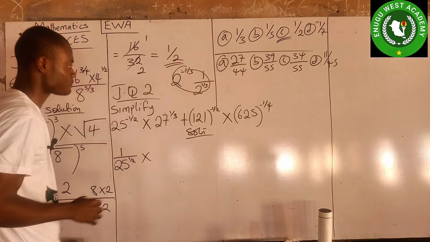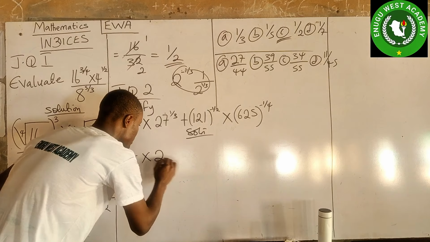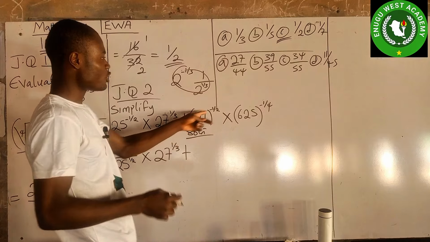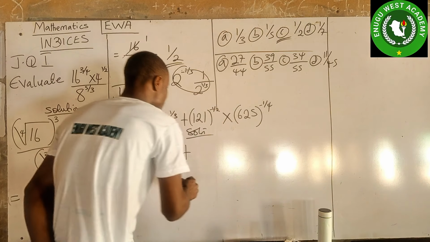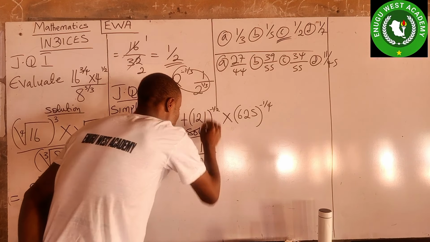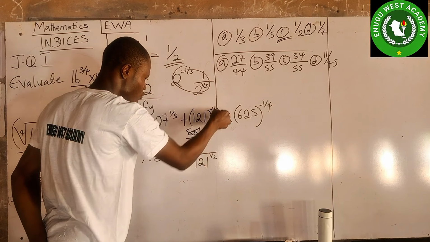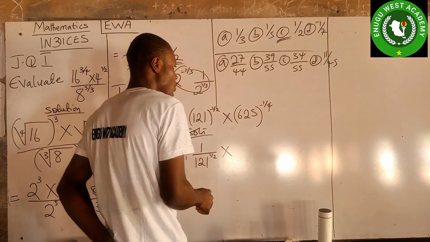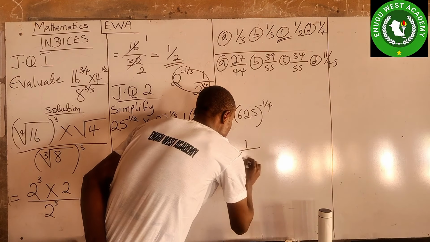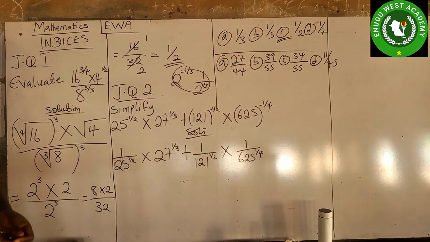Now, times, we have 27 raised to power 1 over 3. So let's just leave it. We'll attend to that later. Plus, now here we equally have minus. So we're going to have 1 over 121 raised to power 1 over 2. The minus changes to 1 over 121 raised to power 1 over 2. Times, here are you seeing the minus again? We're going to have 1 over 625 raised to power 1 over 4.